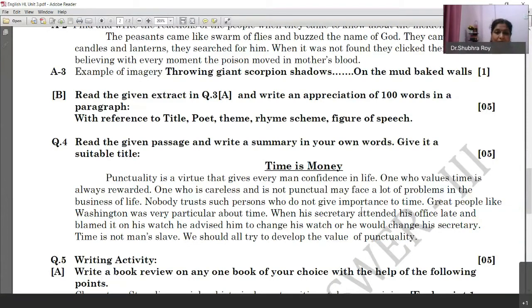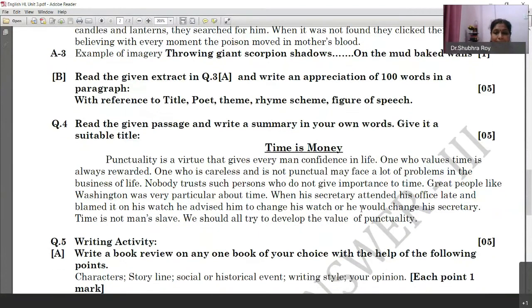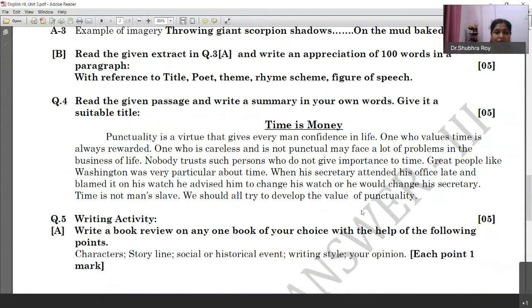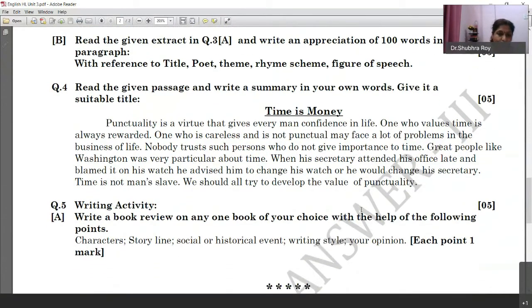And the next part is writing activity. When you go for the writing activity, children, it's given: write a book review on any one book of your choice with the help of the characters. Now, how do you write a book review? You have already read a book, and now you have to write a review.